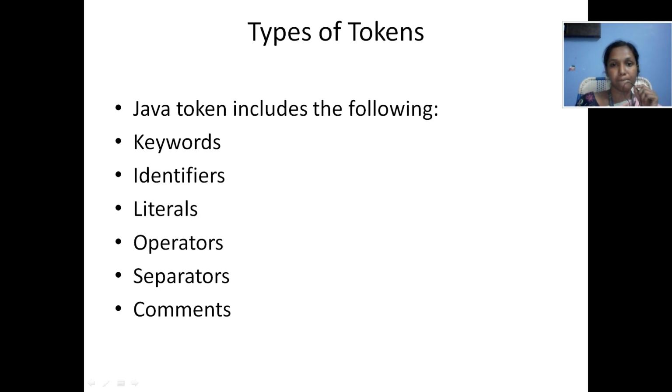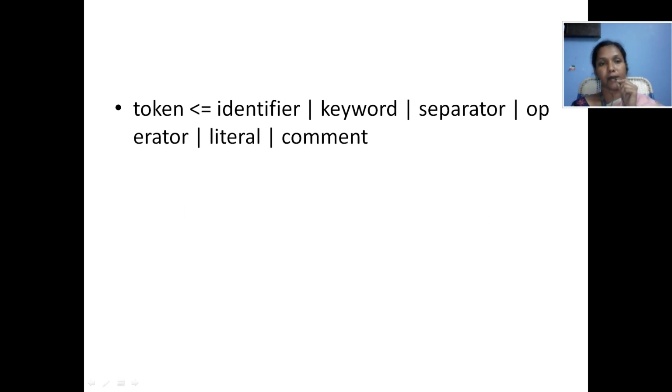Now, what is a token? A token is an identifier, a keyword, a separator, an operator, a literal, or a comment. So we know all these. What is the meaning of identifier? What are the built-in keywords? What is the meaning of separator, operator, literals, comments? We can discuss all of those.